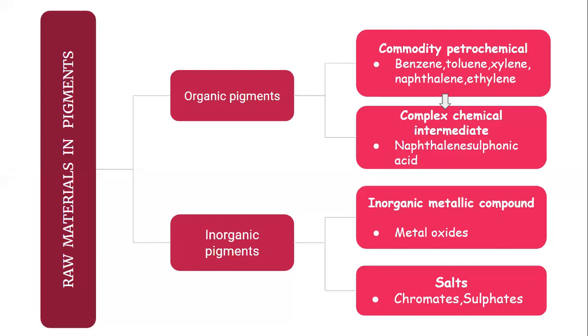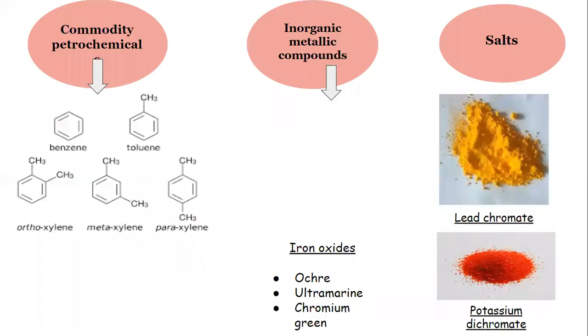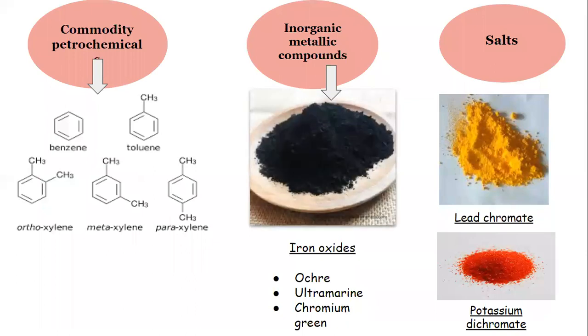Next slide, please. Okay, so commodity petrochemicals, as I've stated before, are benzene, toluene, and the aromatic xylene. Inorganic metallic compound, iron oxide. Iron oxide is commonly used because it has a common color and also an opaque and bright color, as do salts like chromates and sulfates.